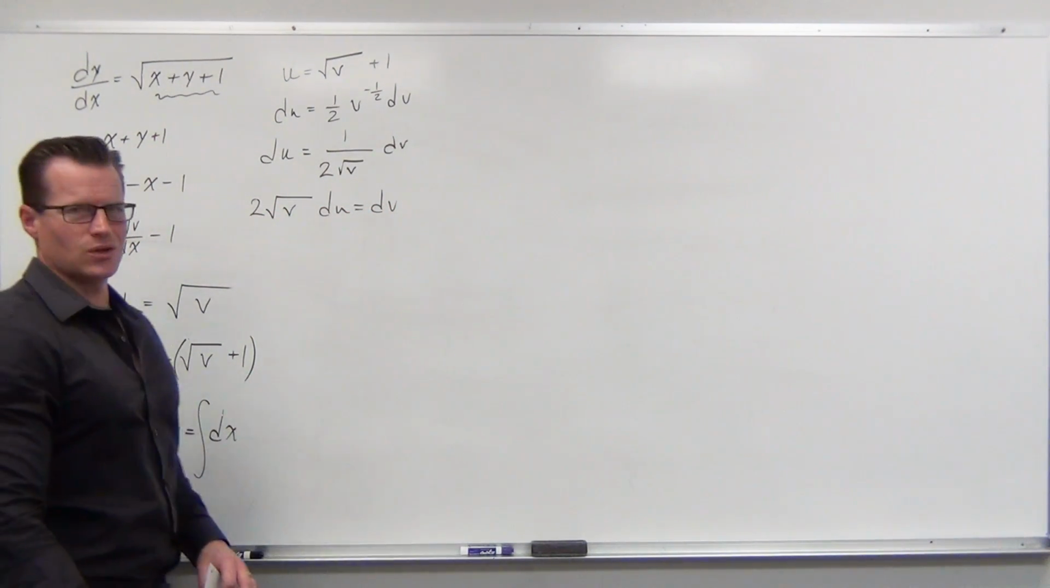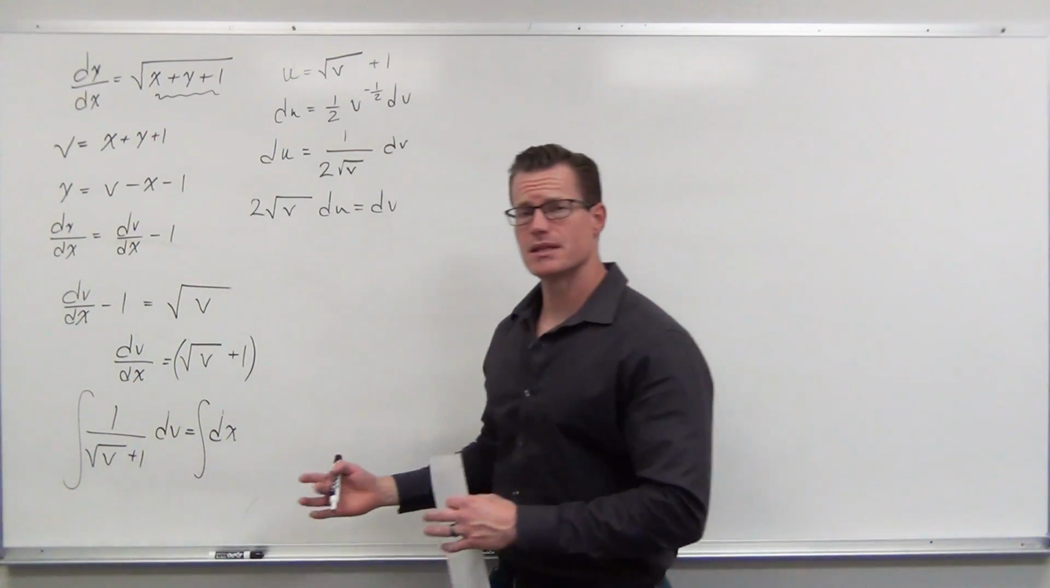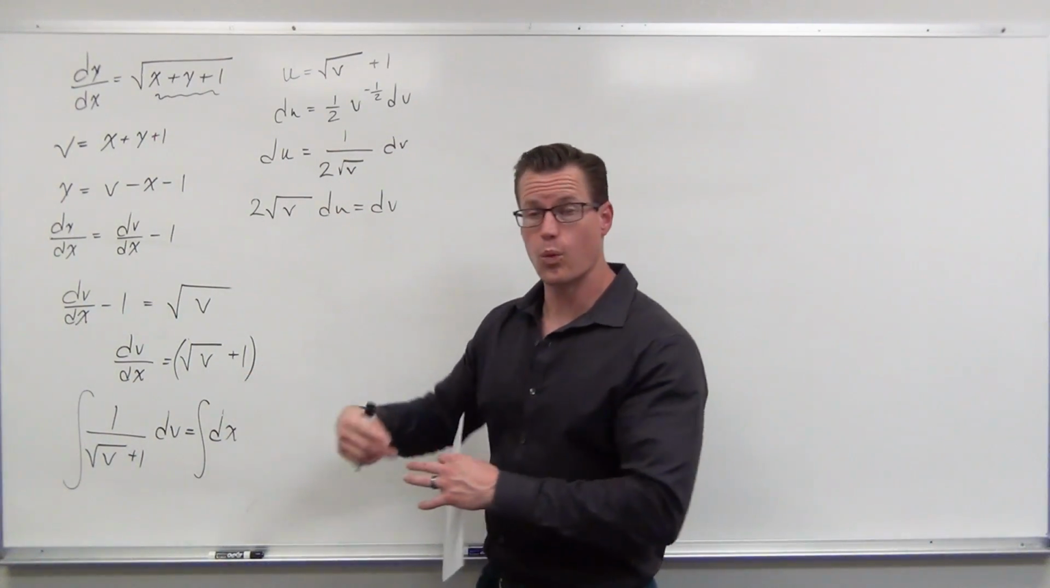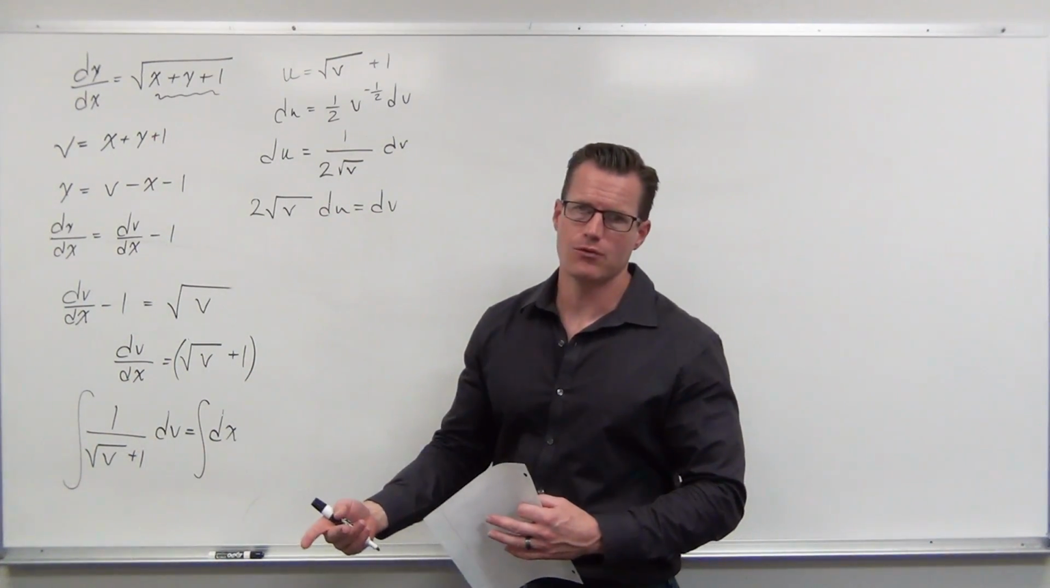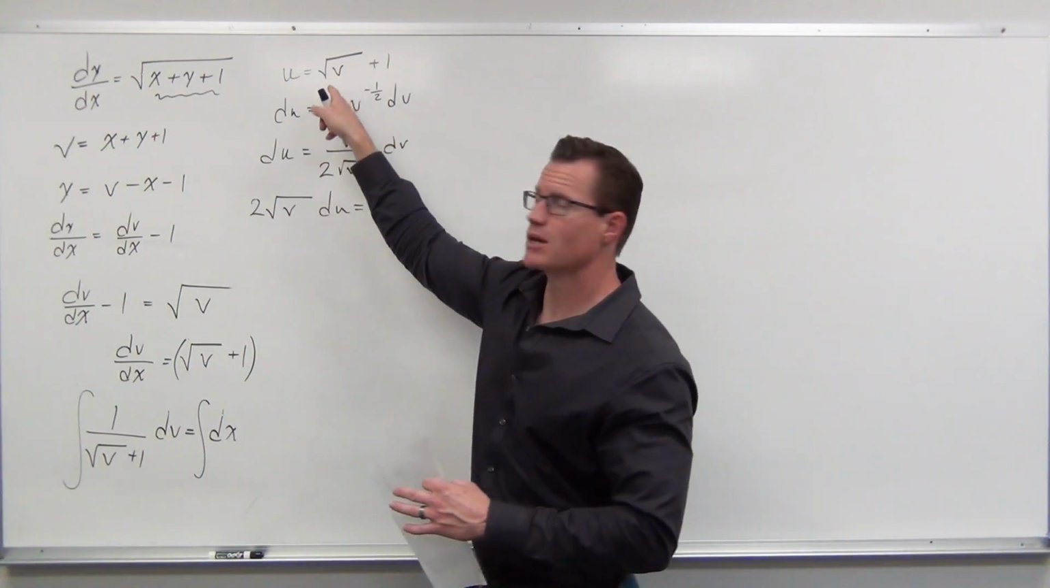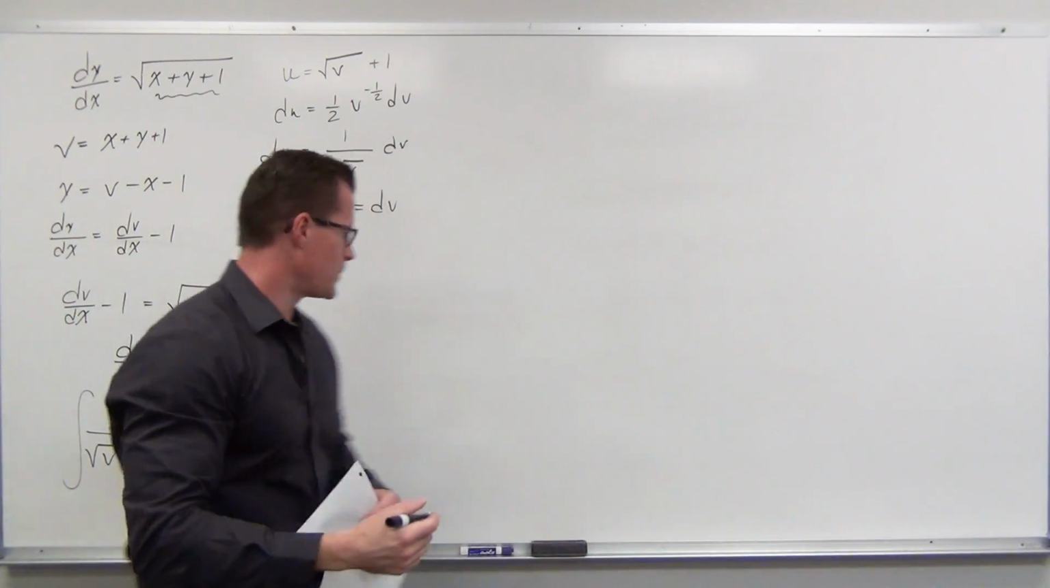So you go, well, that doesn't look good. That's not what I have here. Yeah, that's true. That's not what I really want. I don't want a square root of v in there, but I'm going to have one. Maybe we can use this to get rid of that square root of v. So let's see what happens here.